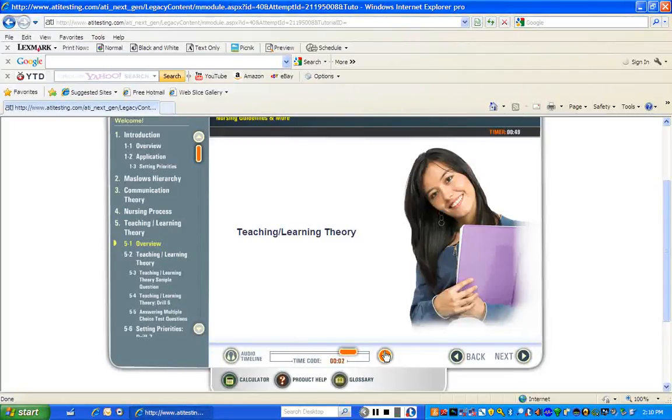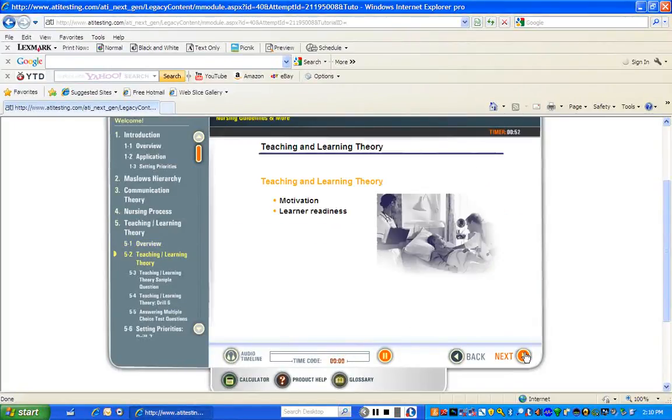Teaching learning theory. The next major guideline we are going to consider is teaching learning theory, which identifies that motivation is the key to successful client teaching. The nurse must first determine that the client is motivated to learn to care for his or her own health care needs. This would indicate learner readiness.